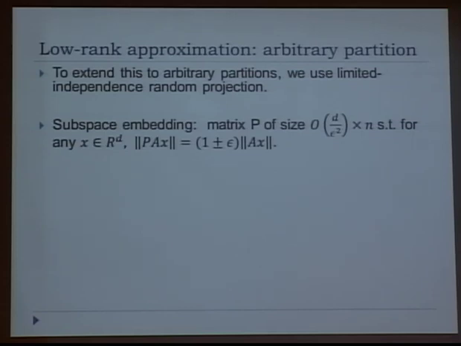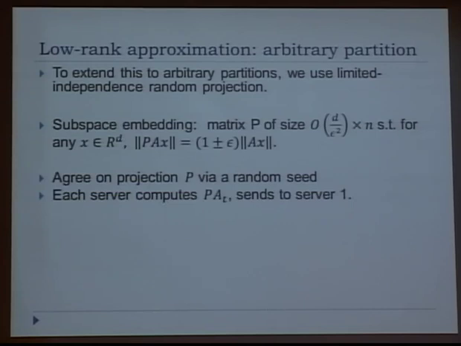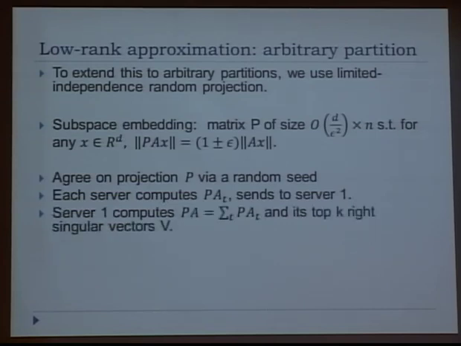Everybody computes a projection matrix locally, projects their subset of rows onto that, and sends it all to one server, which can then compute the SVD or the rank k subspace and send it back. So here it is. Agree on a projection matrix P via random seed. Each server computes PAt and sends it to server 1. At is their subset of the matrix. It's an arbitrary row partition now, right? Server 1 computes the total of all of these, so it has PA.